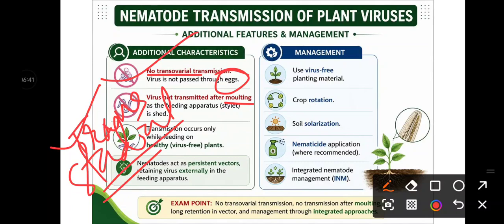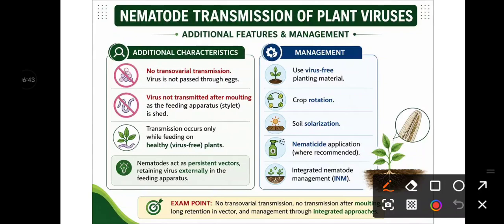Then, transmission occurs only while feeding on healthy plants. Definitely, when the nematode feeds on an infected plant, and then moves, generally a migratory ectoparasitic nematode, when it feeds on an infected plant, it then reinfects a healthy plant. That time only it can transmit the virus.